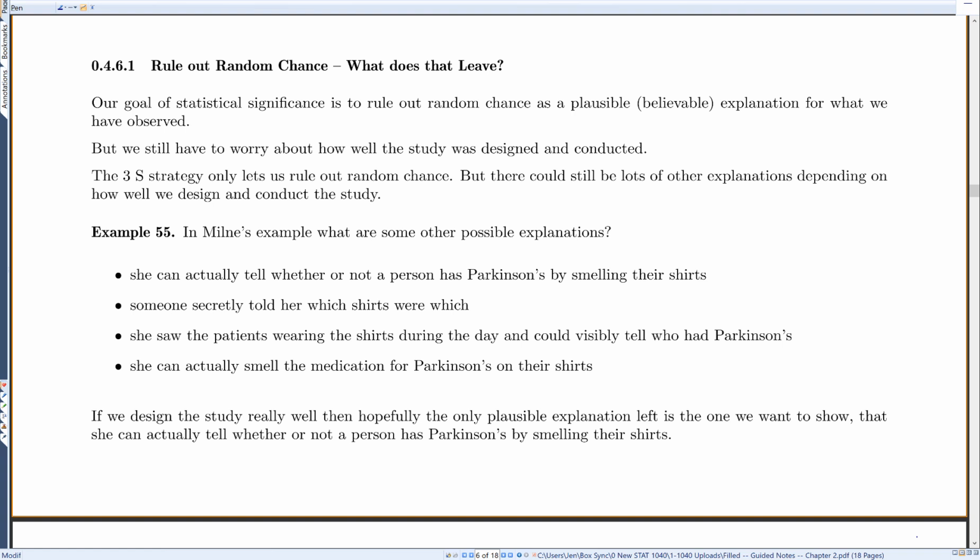So in Milne's example, what are some other possible explanations? One explanation is she can actually tell whether or not a person has Parkinson's by smelling their shirts. That's the one that we're kind of hoping is true. That's our research question. That's our alternative hypothesis.